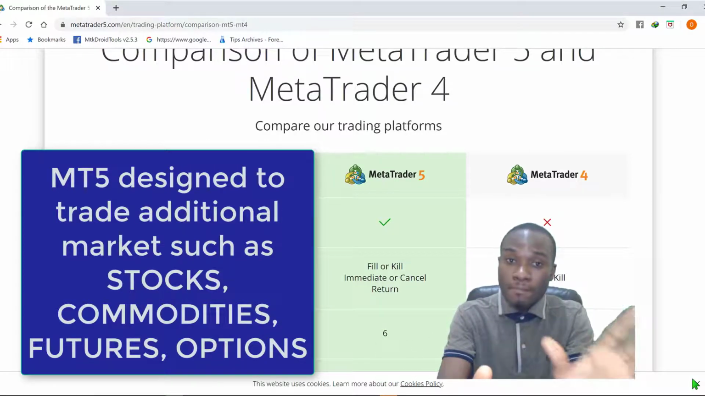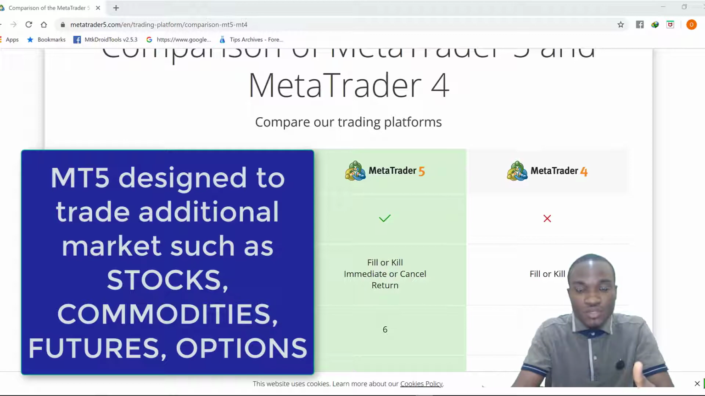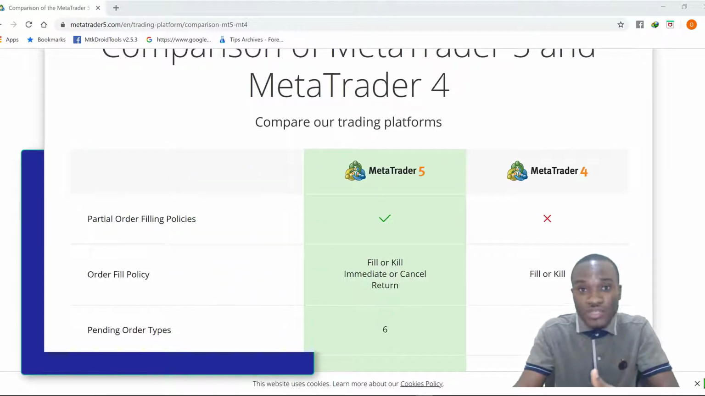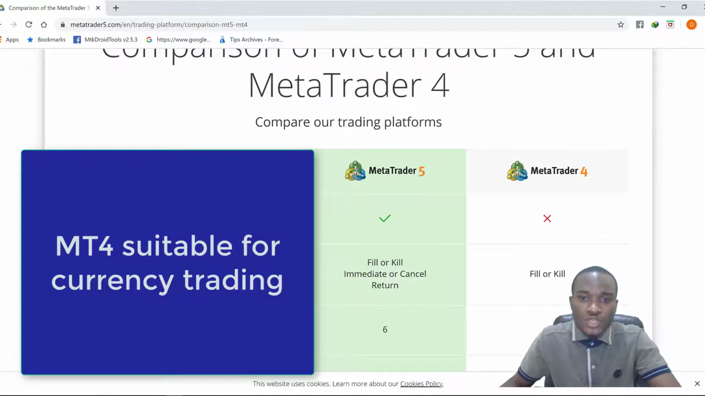Also, the type of market which you wish to trade determines a lot in which of these trading software you have to choose. Let's say, for example, you want to trade stocks, commodities, options, futures, then it's best to go with Metatrader 5. If you want to trade cryptocurrencies, or currencies of nations like the British pound sterling against the USD, or the euro against the USD, you can go with Metatrader 4. And then on this screen, you can see the comparison, the difference right here.